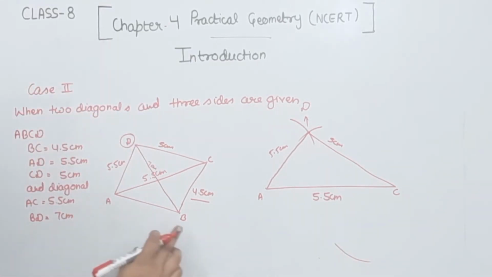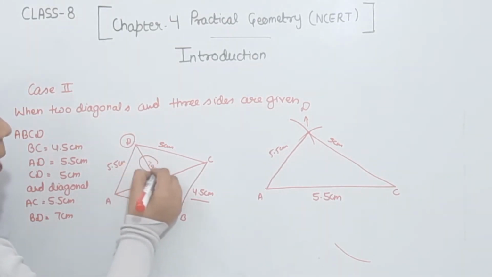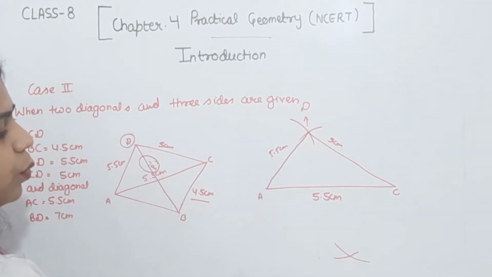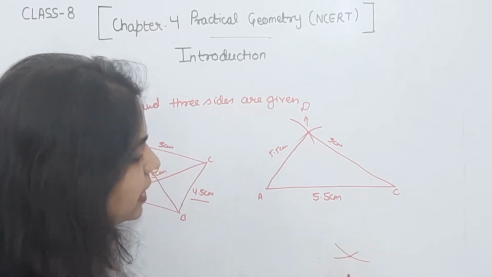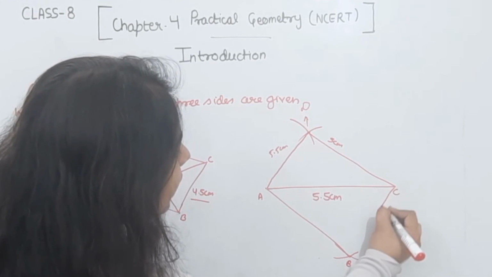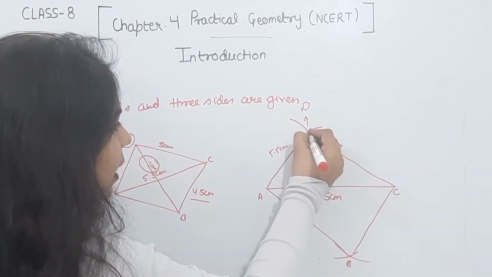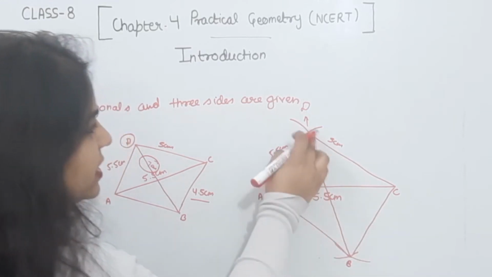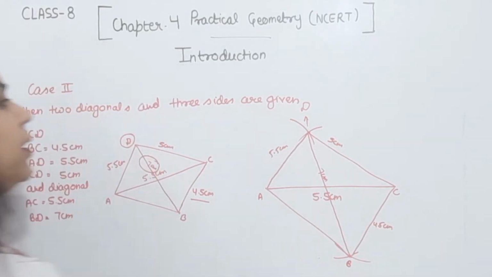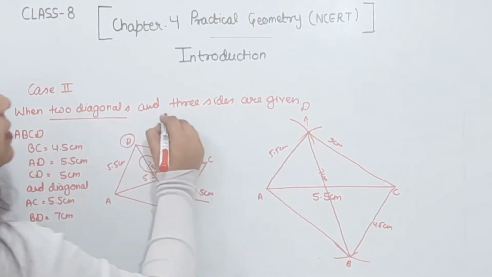Now we do not have A and B yet, so we have BD. This one is 7 centimeters. Now we take 7 centimeters on the compass and with D as the center we draw an arc on the downward side. Where both arcs intersect each other, this is the point B we are having. Now we join this one with B: AB, BC, and BD. This one is 7 centimeters and this one is 4.5 centimeters. So this is the construction when we have 2 diagonals and 3 sides.